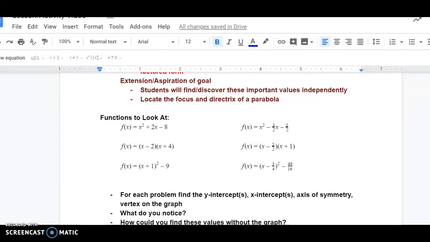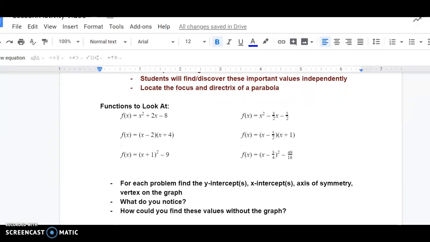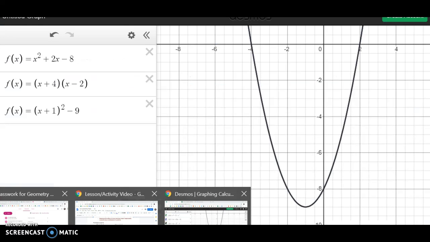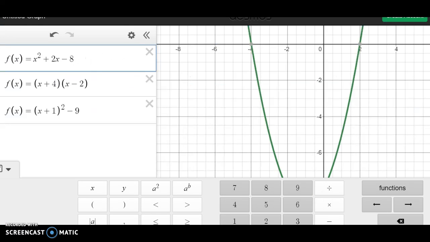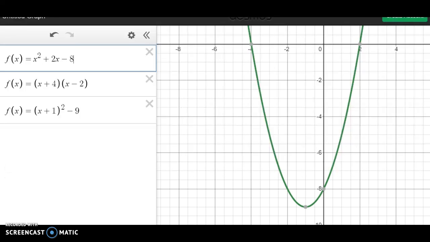I have two things that I want them to look at. The first is this function, f of x equals x squared plus 2x minus 8. In my paper, I wanted kids to see it in standard form, because that's the most common form kids will see, and that's how we mostly want them to graph it. I have it graphed in green here, the function x squared plus 2x minus 8.